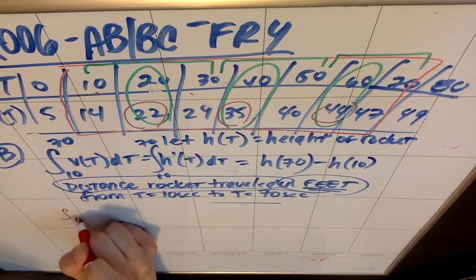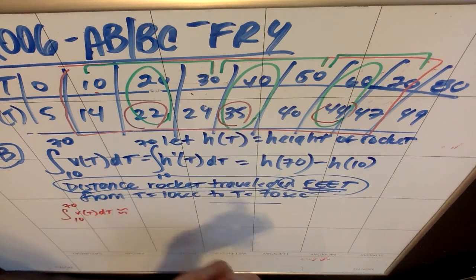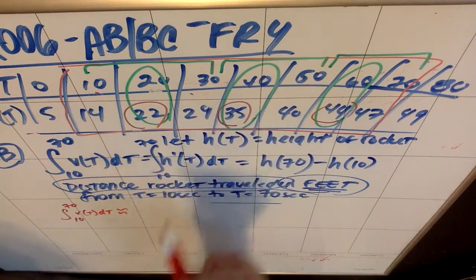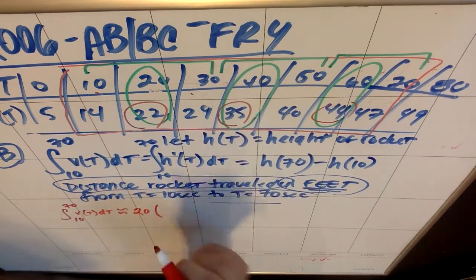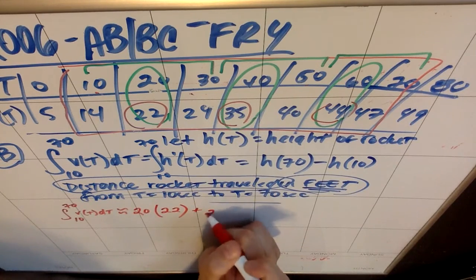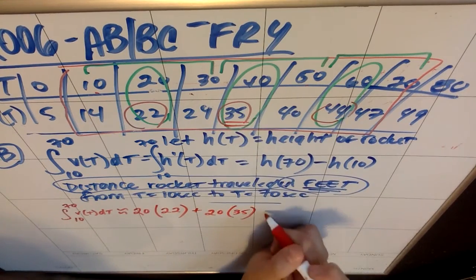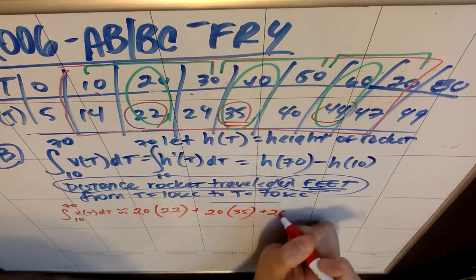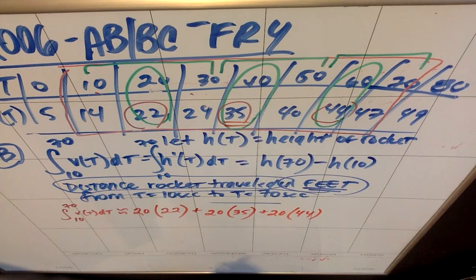So my integral from 10 to 70 of v of t dt is going to be approximately the height, or the width, whichever way you want to think about it, of 40 minus 20 times the height of the first box, which is 22, plus the same width of 20 times the height of the next box, which is the midpoint y value of 35, and then again the 20 for the width, and then the midpoint y value is the 44, right? So that's what they want to see you do, and then it's a question 4, so you are going to have to gut it out and do some of the math.